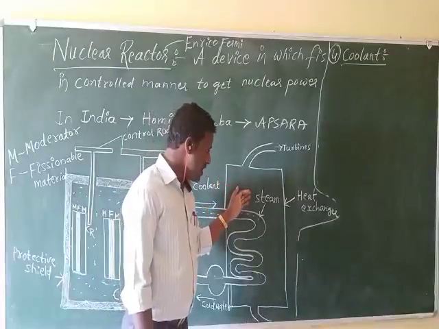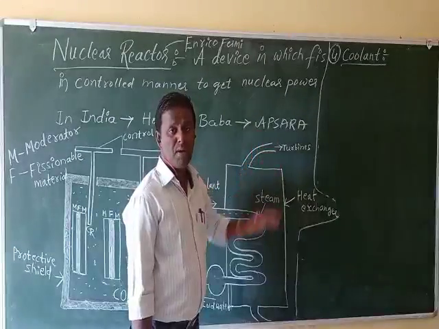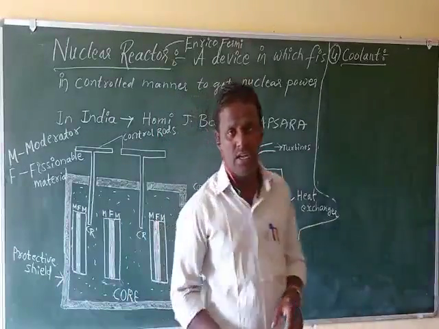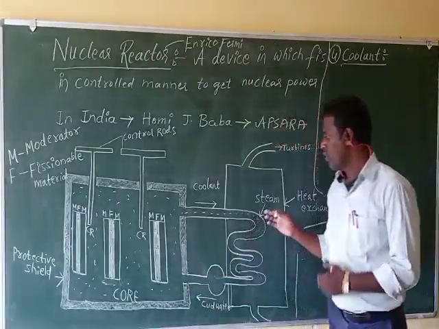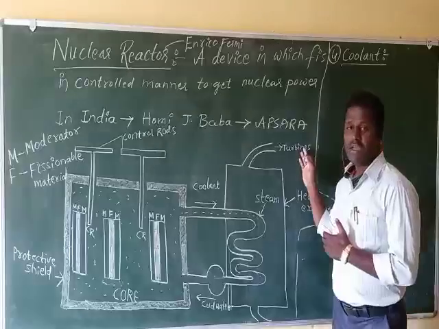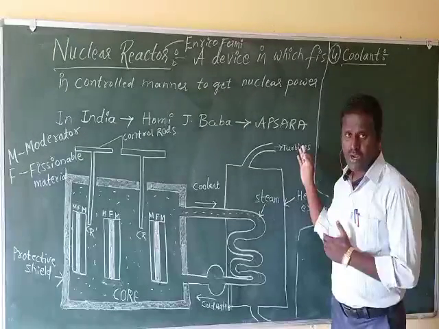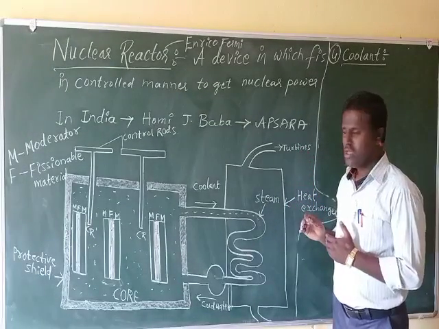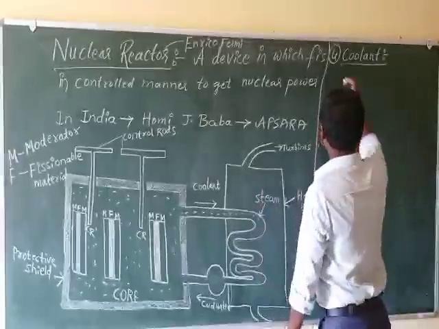and this steam is used for running the turbines of the generator. It is used for running or working of turbines of the generator, and thereby electrical power or nuclear power is obtained. So here say what is coolant? A cooling material.